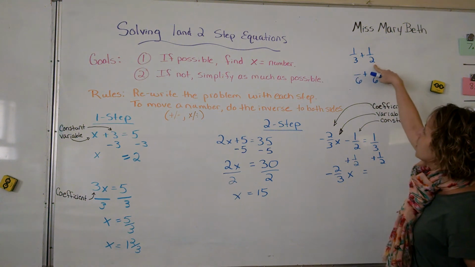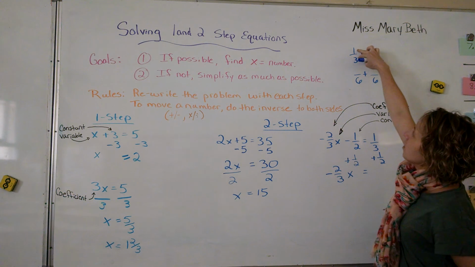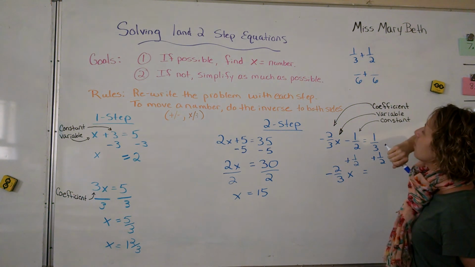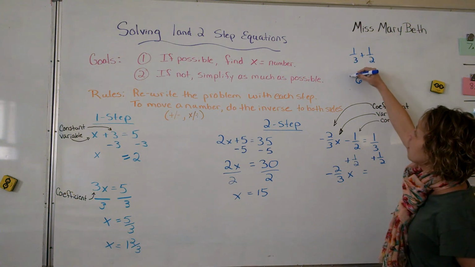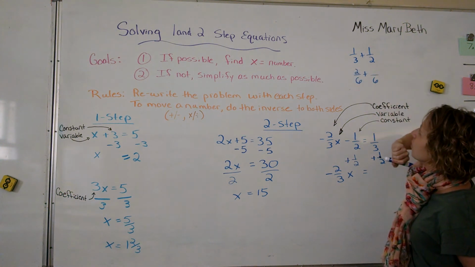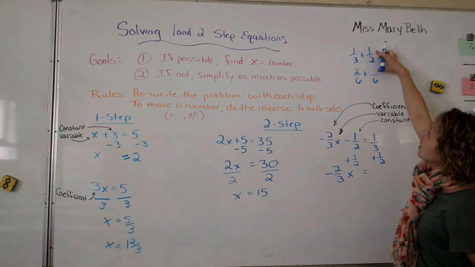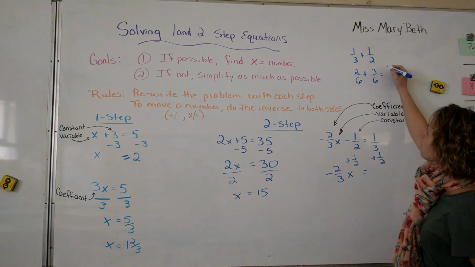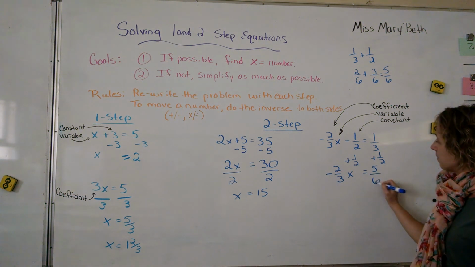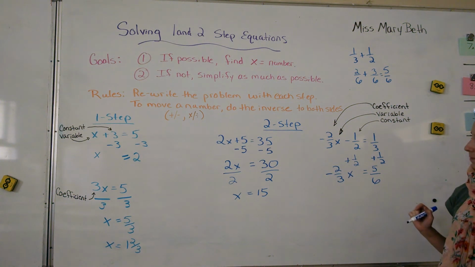I know that 3 and 2 both have multiples that are 6. So instead of 1/3, let's change it into a number of 6. And instead of 1/2, let's change it into a number of 6. 3 times 2 is 6, so 1 times 2 is 2 for the numerator. 2 times 3 is 6, so 1 times 3 is 3. 2/6 plus 3/6 is 5/6. So negative 2/3 x equals 5/6.